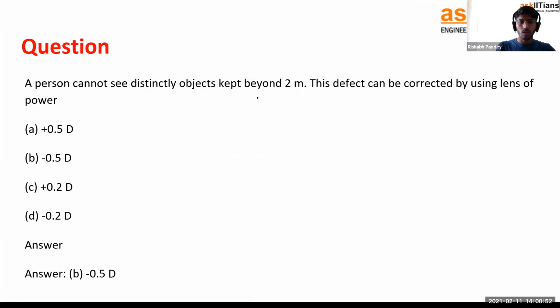A person cannot see distinctly objects kept beyond 2 meters. This defect can be corrected by using a lens of what power? He cannot see far images very clearly, so this is a case of nearsightedness. In that situation, if you use your sense properly, the answer you are going to get is minus 0.5D. Minus 0.5D means which kind of lens? Probably a concave lens. And concave lenses are basically diverging lenses, isn't it?